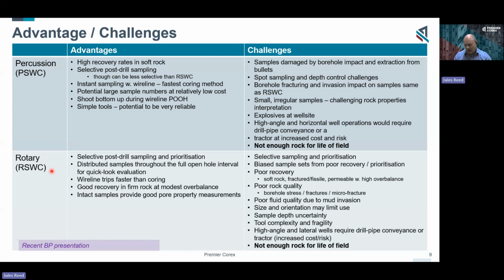The tool is more complex, and so there's potentially more challenges with that. Although the technology has improved greatly over the years, and I'll show you some examples of some very high quality cores that have been taken.